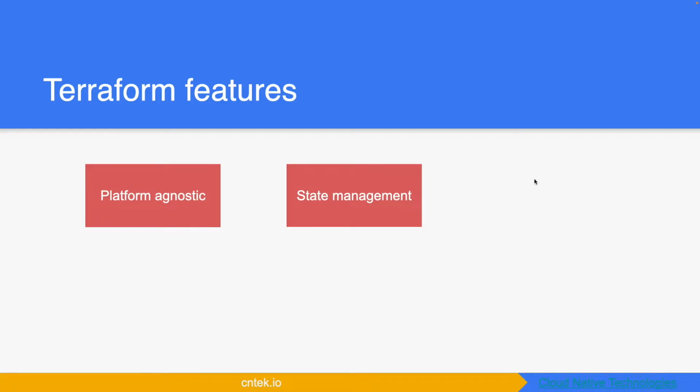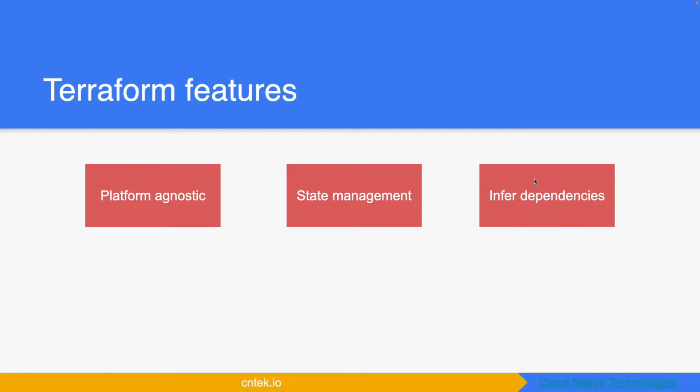The next important feature of Terraform is state management. It's a very critical, key feature of Terraform. State management keeps track of all the infrastructure objects it creates, as defined in the configuration file. All this information Terraform stores in a file, and that file is called a state file.